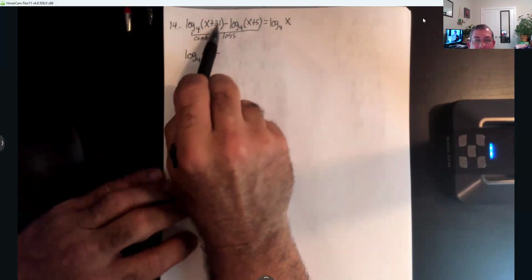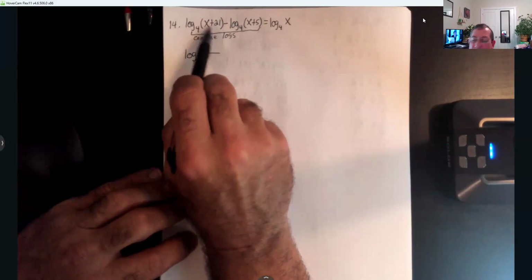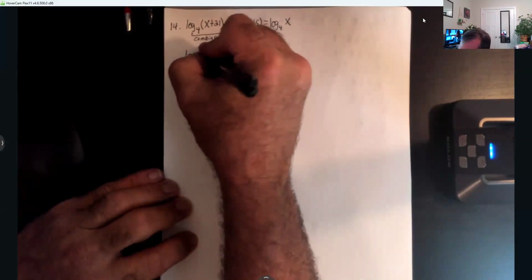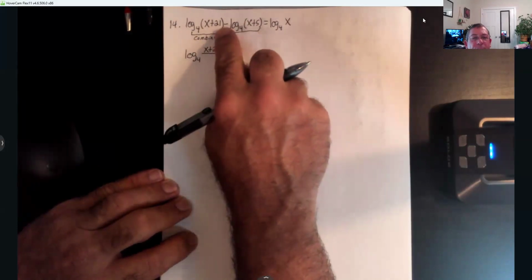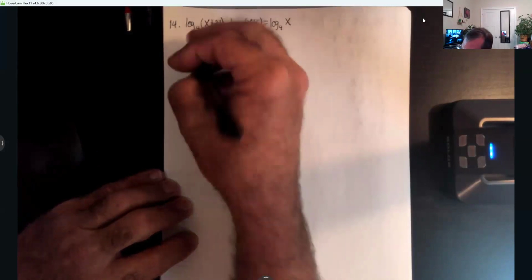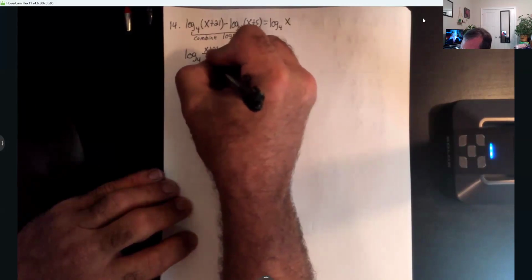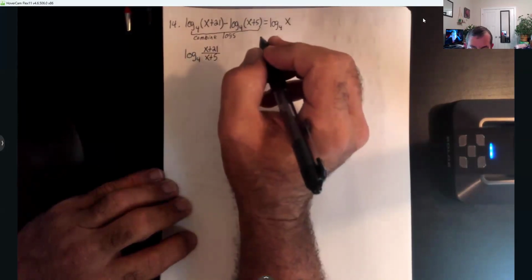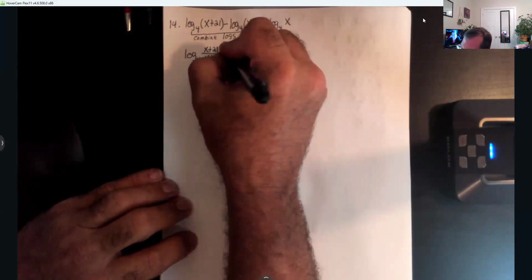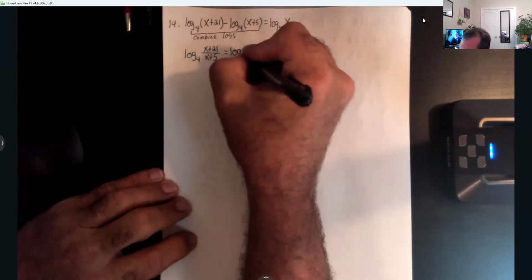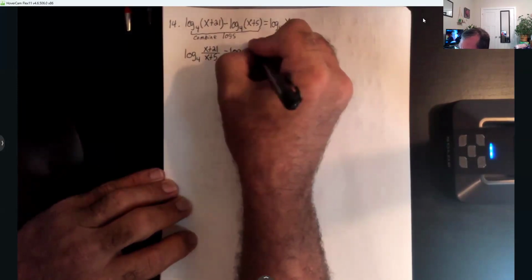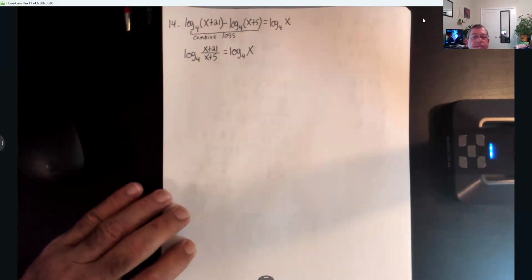The positive factor goes to the top. So that's the x plus 21. The factor being subtracted goes to the bottom. So that's the x plus 5. That's going to equal my right side, which is a log base 4 of x.